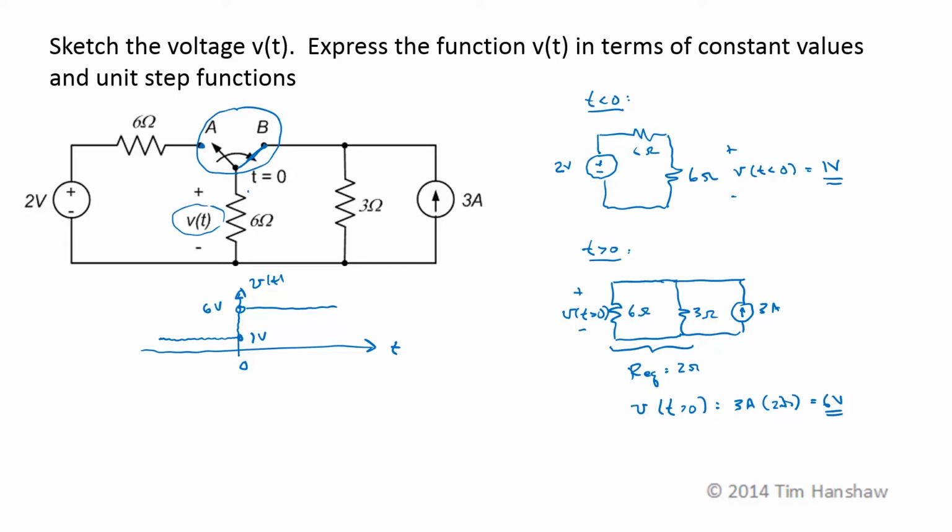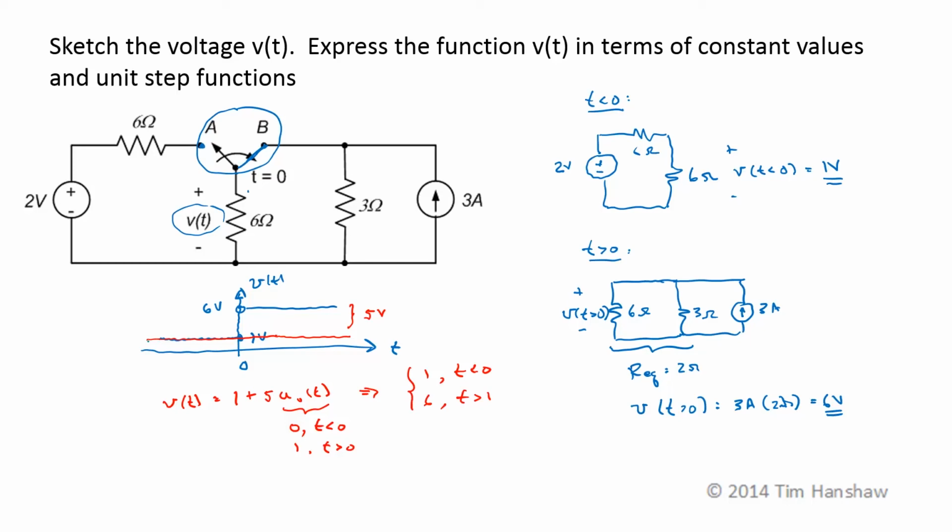To write this in terms of unit step functions, I can do a couple of different things. I can say I have 1 volt here for all time, and then at t equals 0, I add 5 more volts to that. So I can write V of t as 1 volt plus 5 times U0 of t. This is 0 for t less than 0, and it's 1 for t greater than 0. So this function is 1 for t less than 0 and 6 for t greater than 0, which is just what I want.